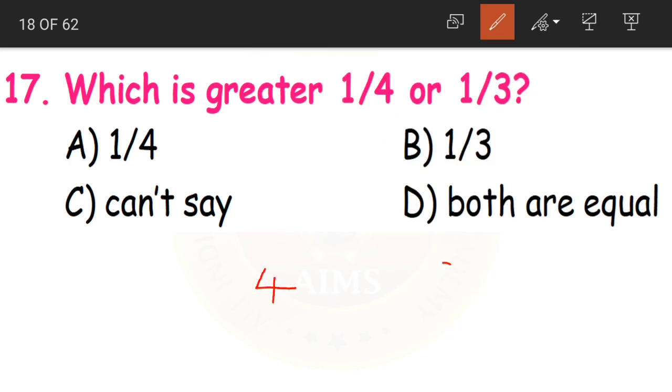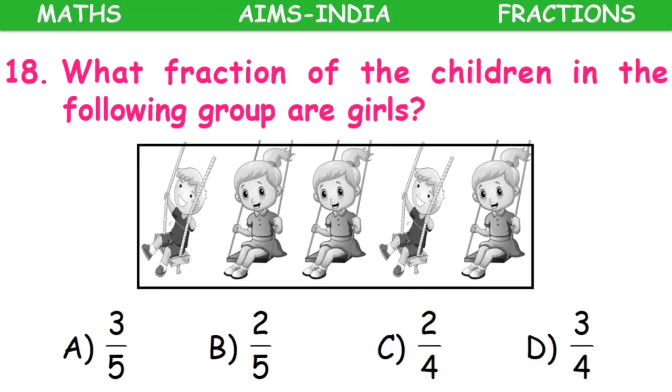See, normally in numbers 4 is greater than 3, but when it comes to fractions, 1 by 4 is less than 1 by 3, children. Just apply the opposite. If 4 is greater than 3, in fractions 1 by 4 becomes less than 1 by 3. Now which is the greater one here? 1 by 3 is the greater fraction.